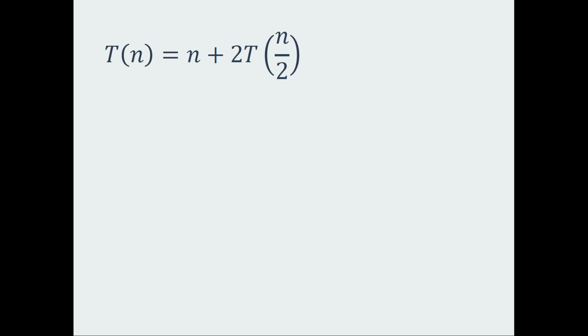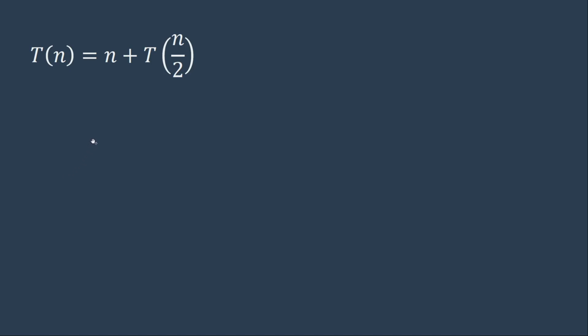So let's first expand T of n over 2. So what is T of n over 2 equal to? Remember that this is a recurrence and we already defined what T of n does. So it's only a matter of substituting n over 2 for n. Let's illustrate. So let's switch here. As you can see here, is the same definition. T of n is equal to n plus 2T of n over 2. So it's only a matter of what is T of n over 2 equal to.